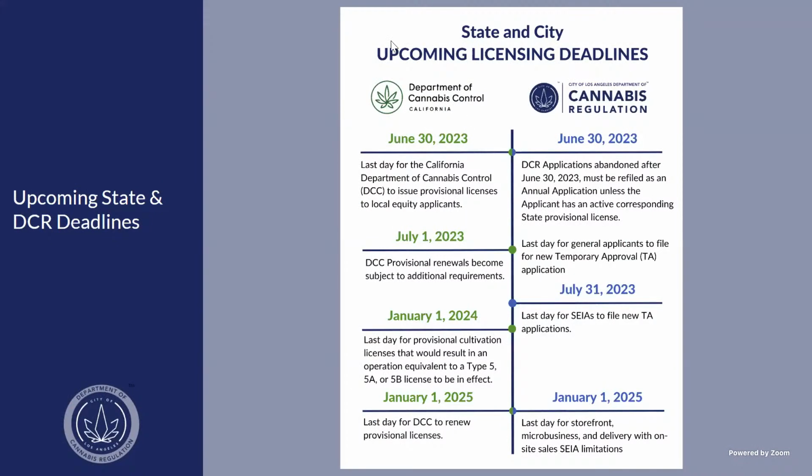Upcoming state deadlines that folks need to be aware of. June 30th is the date that DCC has to issue provisional licenses. So if you apply with the state and you're not issued a provisional license by June 30th, you will be routed to the state's annual application process.